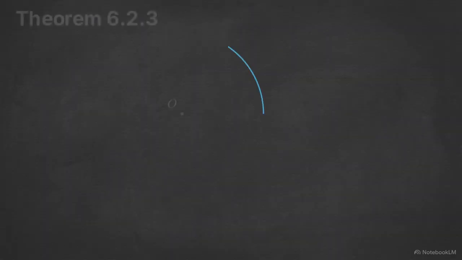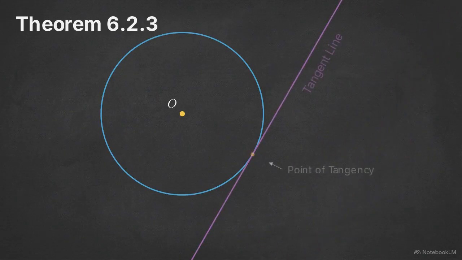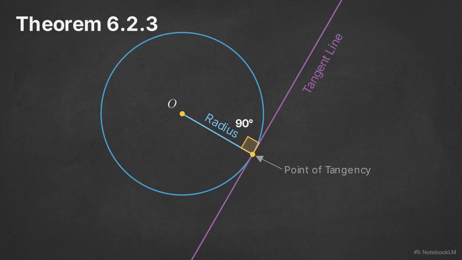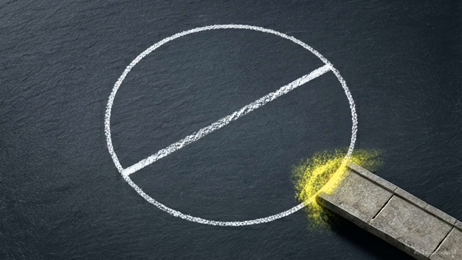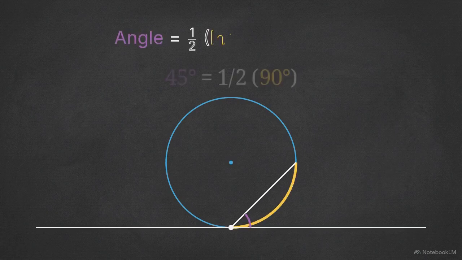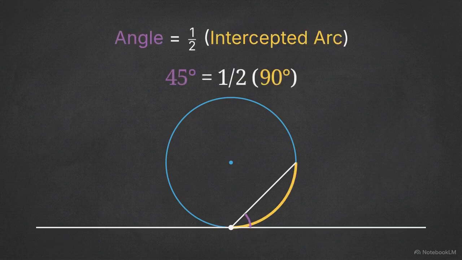We start with Theorem 6.2.3. As shown here, any radius drawn to a point of tangency is perpendicular to that tangent line, anchoring a reliable 90-degree intersection. Building on that perpendicular anchor is Corollary 6.2.4, calculating the angle formed when a tangent and a chord meet precisely at the point of tangency. Because the vertex sits on the perimeter, the angle is exactly 1/2 the intercepted arc.